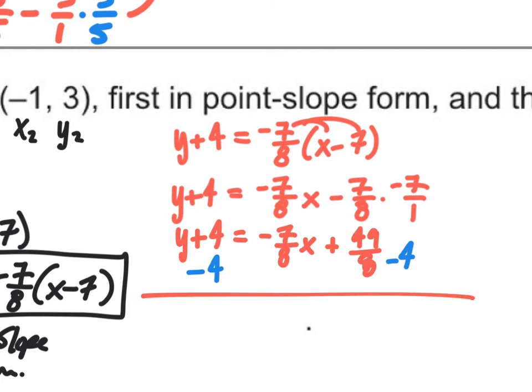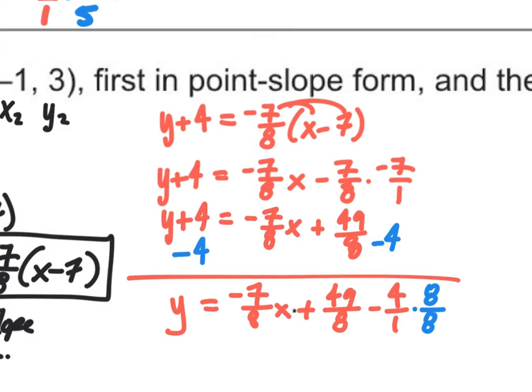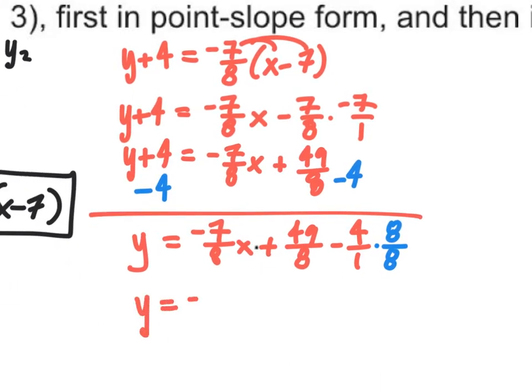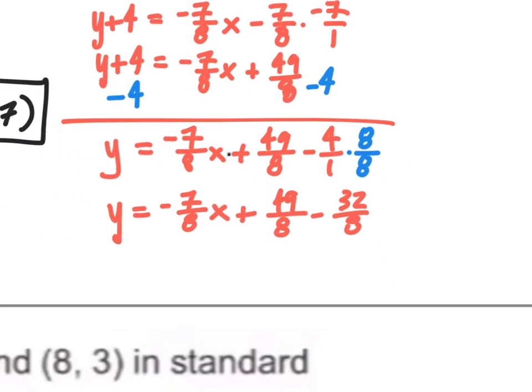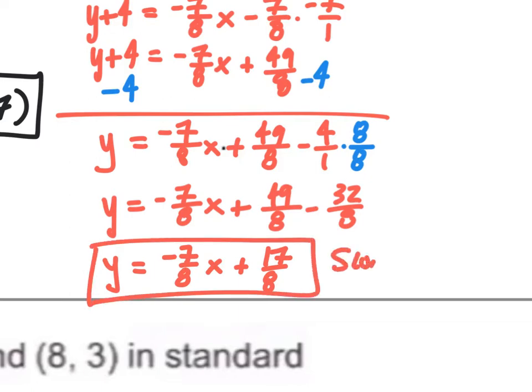All right, so as a result, I get y is equal to negative 7/8 x plus 49/8 minus 4 over 1. Now let's get a common denominator of 8, so I'm going to multiply top and bottom by 8. And then we get y is equal to negative 7/8 x plus 49/8 and then minus 32/8. So now we've got y is equal to negative 7/8 x, and then 49 minus 32 is just 17, so we've got positive 17/8. Okay, and this is our equation in slope-intercept form.